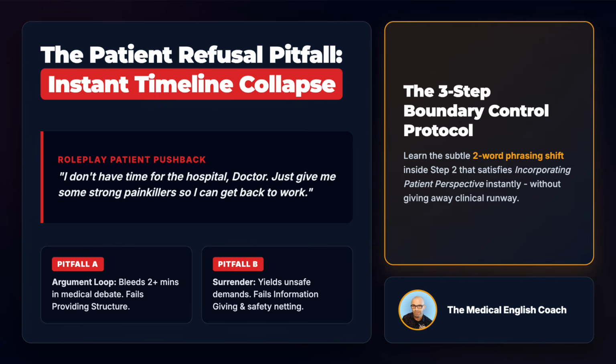Pay close attention when we reach step 2 of this protocol, as I will reveal a subtle 2-word phrasing shift that satisfies incorporating patient perspective instantly, without giving away a single second of your clinical runway.